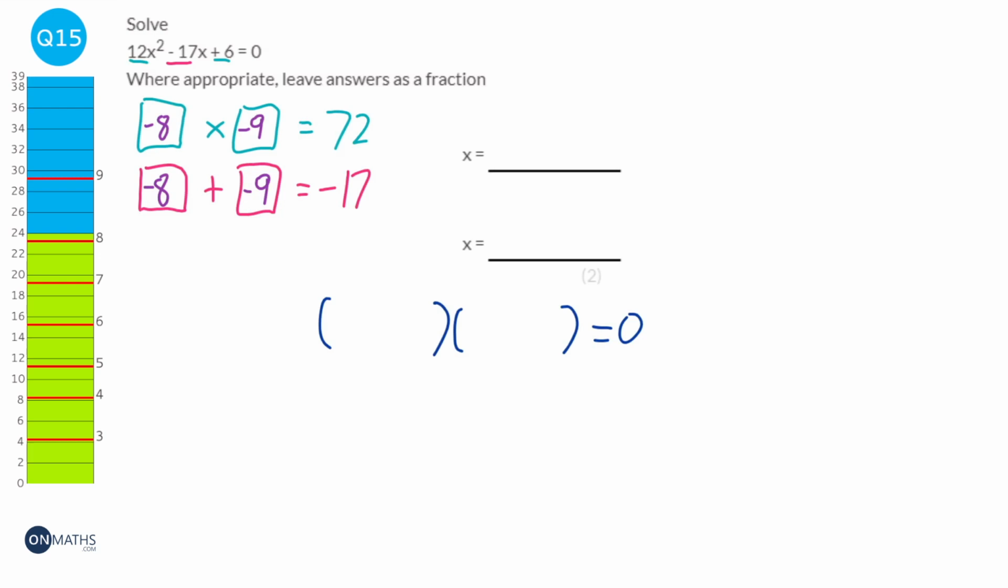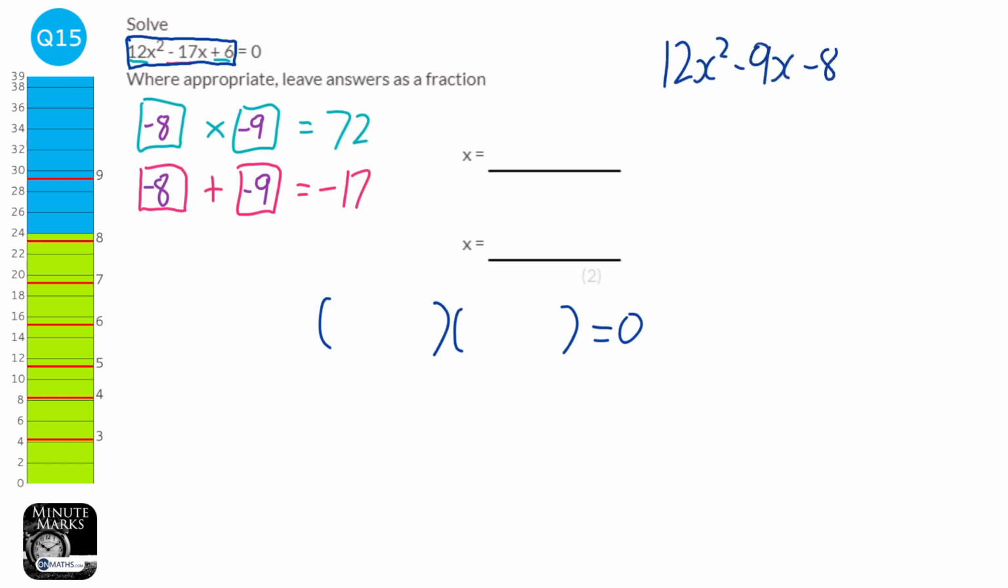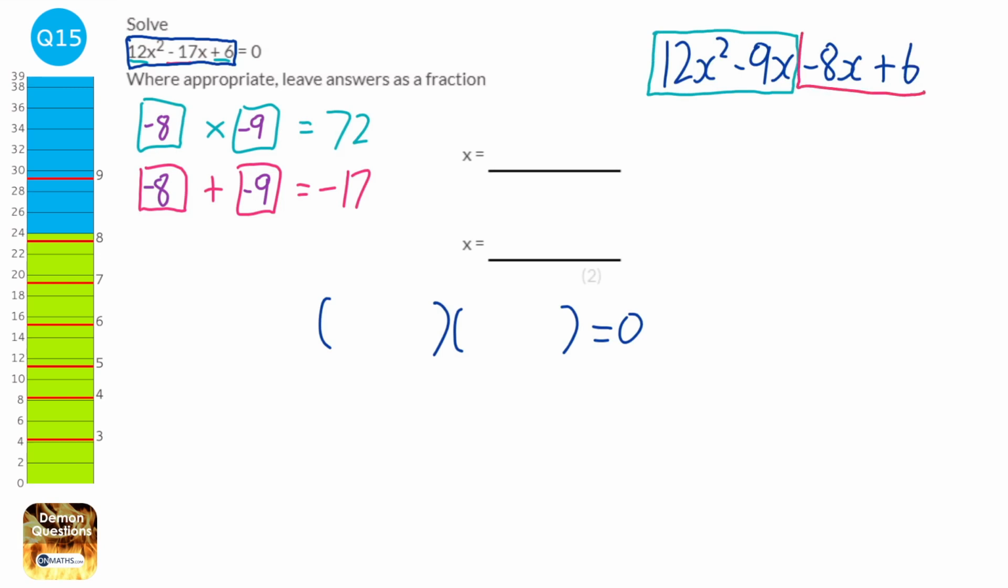So we're going to rewrite the expression on the left, but instead of minus 17 we're going to write minus 9x minus 8x, or whichever way around. So we're going to do 12x squared minus 9x minus 8x. I could have done it the other way around, plus 6. We're going to factorise linearly the first two terms, and we're going to factorise linearly the second two terms. So here we can actually divide out 3x from both of them.